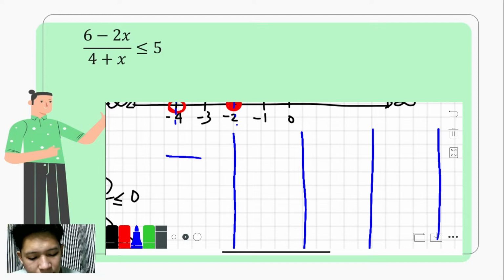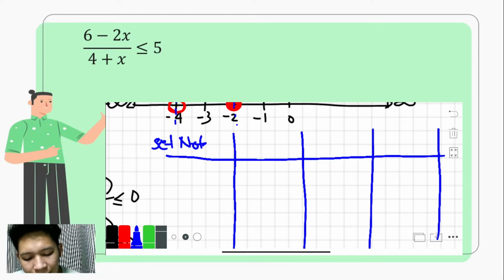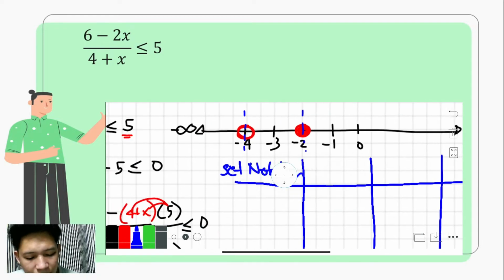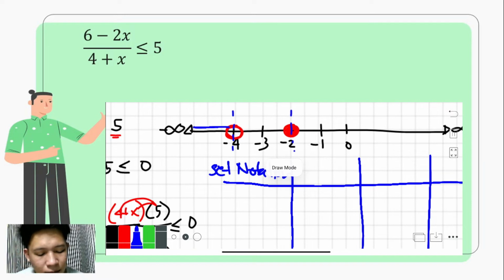And our first row would be, again, for set notation. For our first set notation, it would be this part. Okay? It would be this part. That means all values from negative 4 to negative infinity.